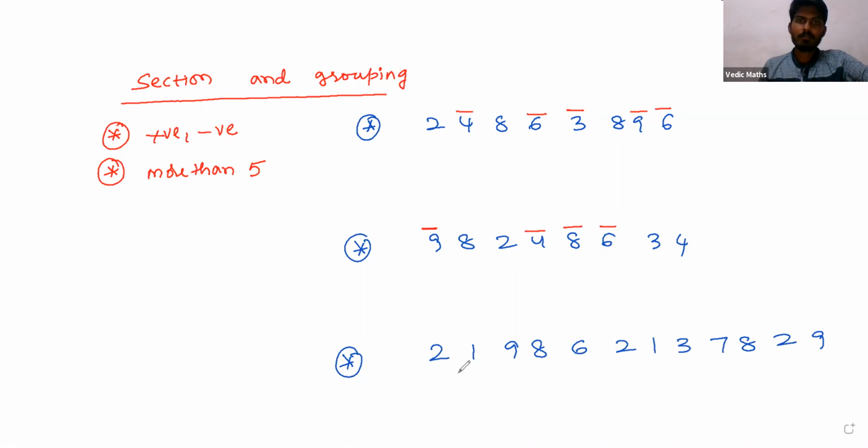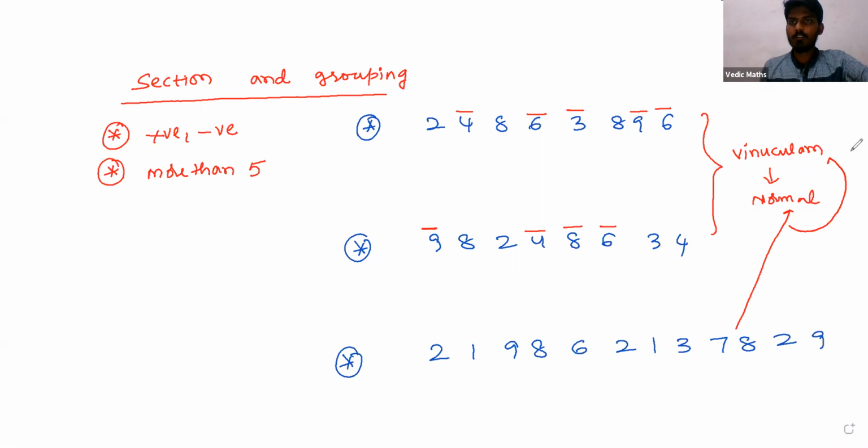Right. And the last example is digits more than 5. That means we are converting these vinculum numbers into normal numbers, and this is the normal number we are converting into a vinculum number. Right.